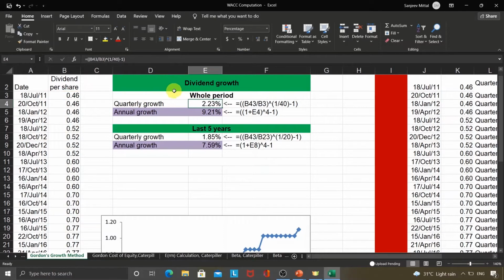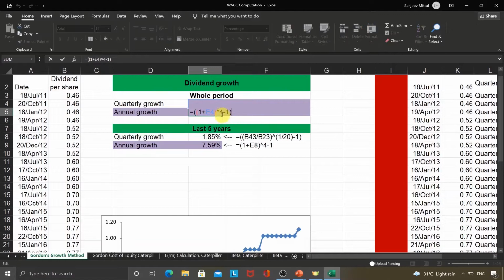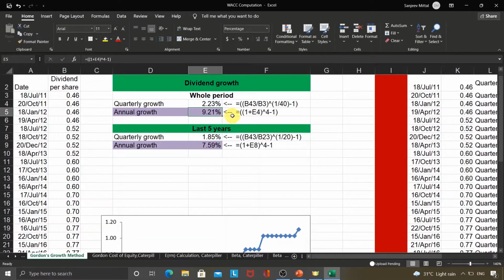Now, if we try to convert this quarterly growth rate into annual growth rate, we shall simply use the quarterly rate raised to the power 4, because every year has 4 quarters. So this 9.21% is the annual growth rate of dividend based upon the historical dividend data of the previous 10 years. But the majority of analysts think that the recent 5 years reflect a more latest growth rate. So many people use the 5 years data also.